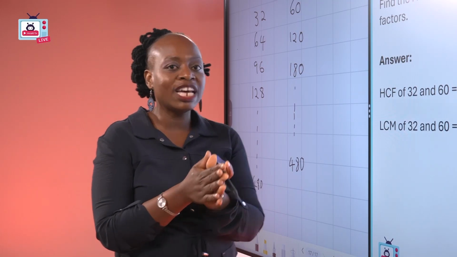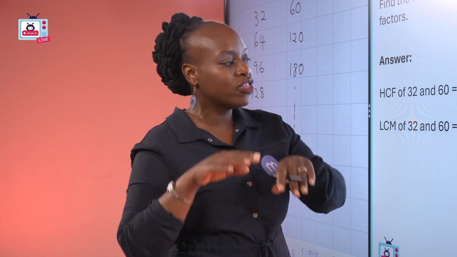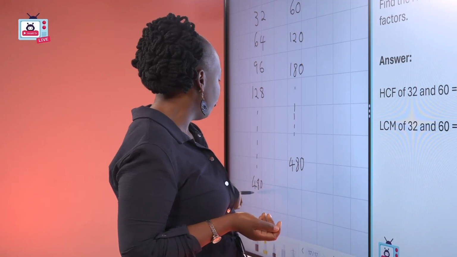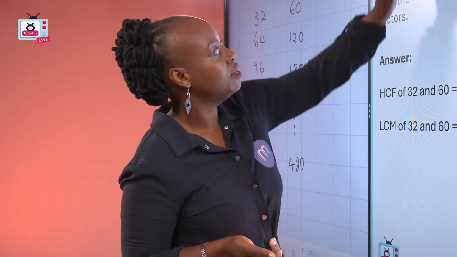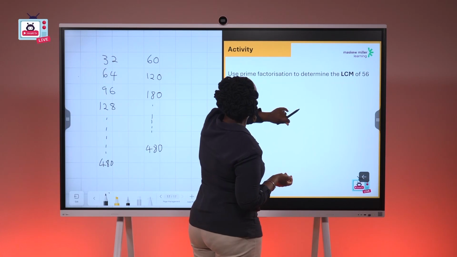The multiples that you will find at the beginning that are common in both numbers, that is going to be 480. All right, so that's how you do that.